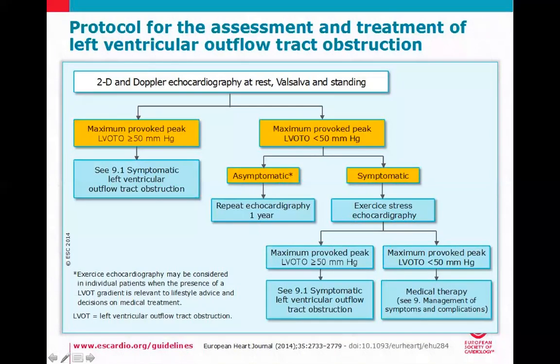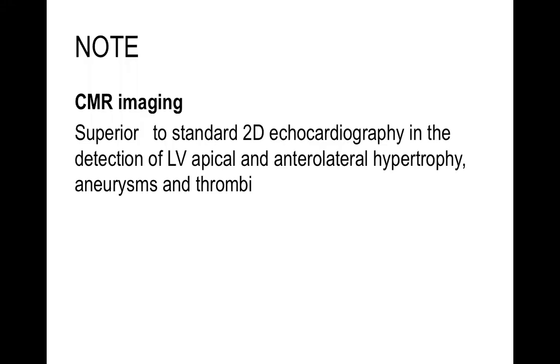MRI is superior to standard 2D echo in cases of LV apical or anterolateral hypertrophy, aneurysm, or any source of thrombi.